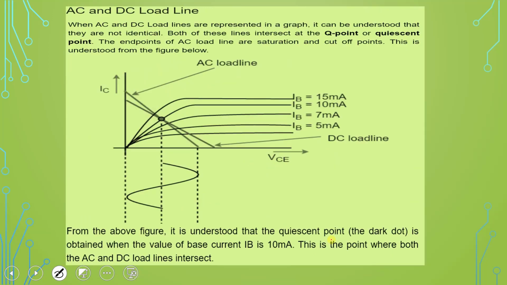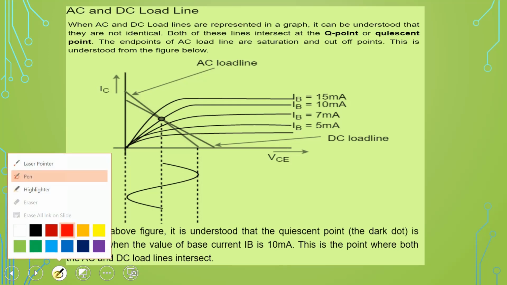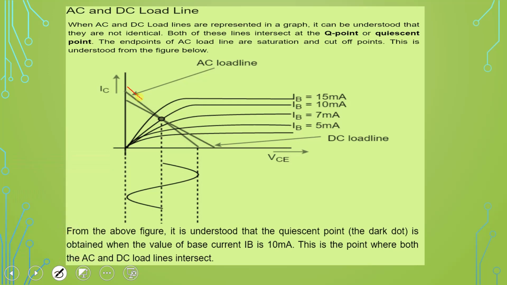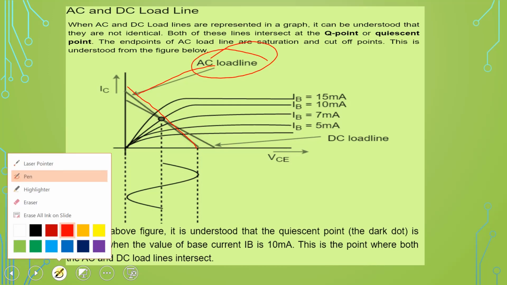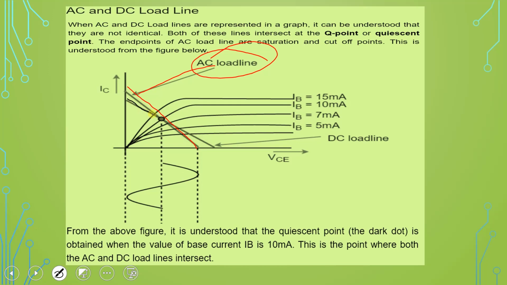Now, what is the difference between AC and DC load line? This line is my AC load line, and in another color, let's say black, this is my DC load line. So both the lines have different slopes.